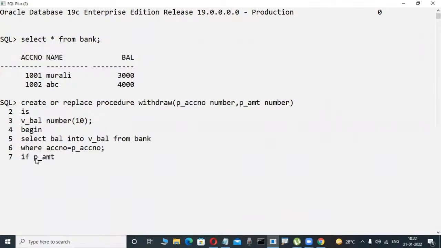Suppose here, logically observe, not the coding: if that amount is less than the available balance, then I want to affect that in the database. Update table name, set balance equal to balance minus p_amount. Something is there, where coding is there.